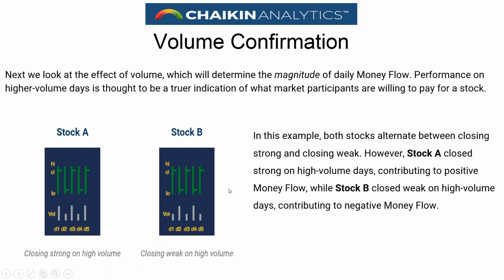While stock B closes weak on higher volume days, right? Close near the high here, low volume. Had a higher volume day as we close near the low of the range. So stock A has the attributes that contribute to positive money flow, while stock B has the attributes which contribute to negative money flow. And does this make sense to everybody so far?